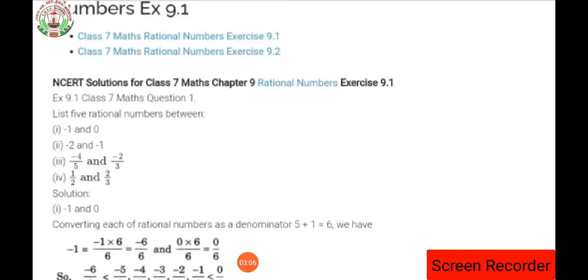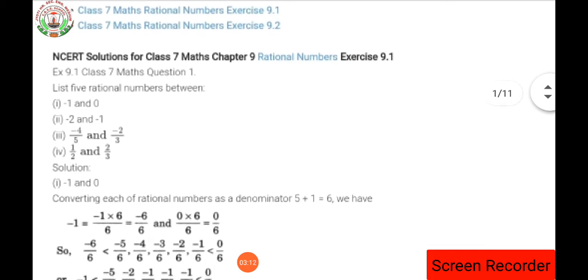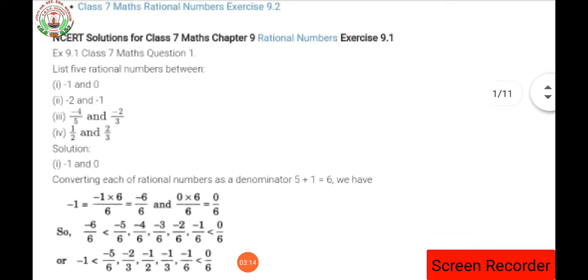Now let's see the exercise. Here in this question, first it is asked to list 5 rational numbers between the given numbers. So dear students, in this question what you have to do is you have to find 5 rational numbers between any two numbers like -1 and 0, -2 and -1. So first thing you have to remember is that countless, infinitely many numbers lie between any two rational numbers.